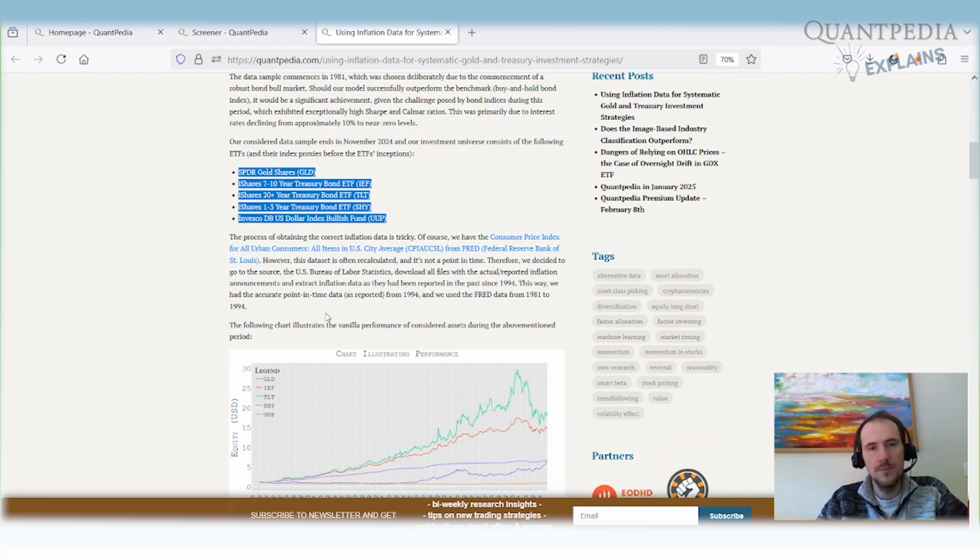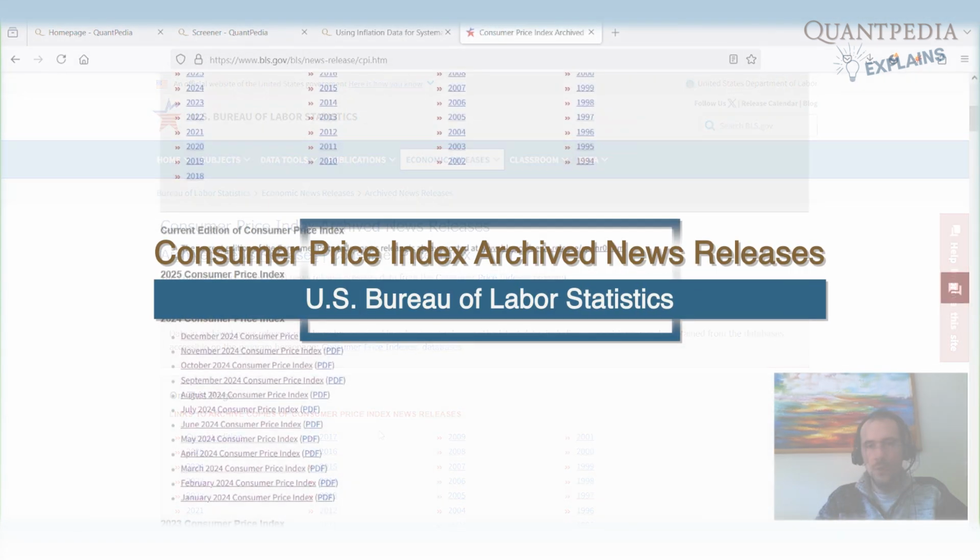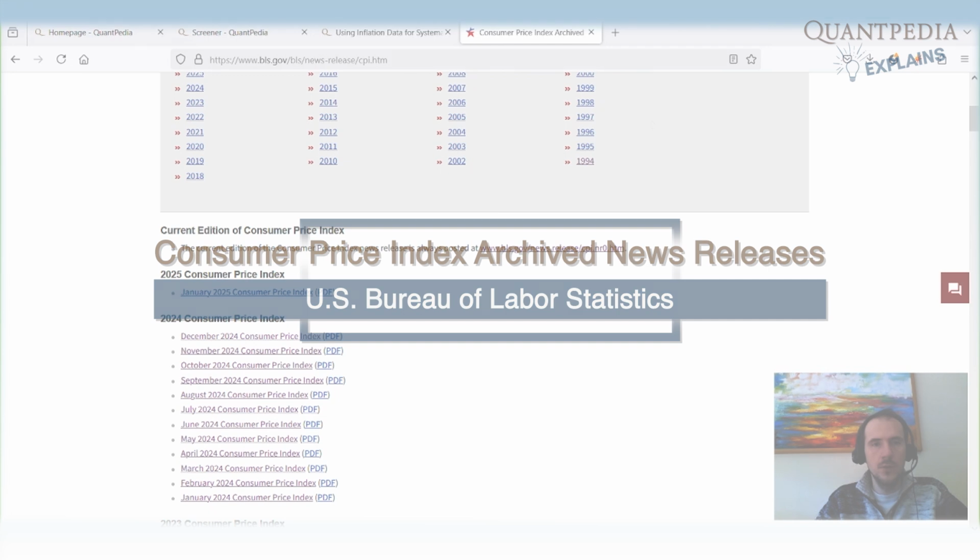Now the problem with the inflation data is that when you just download the data from FRED, from the Federal Reserve Bank of St. Louis, it's very easy, but the problem is that those data are not point in time, because they have been recalculated a lot of the time, and they are not the data as they were reported. So for this reason, we went directly to the source, the US Bureau of Labor Statistics, and we downloaded all the files with the actual reported inflation. I will show you how you can find this data. Here is the link. Here are all the data, and the link will be in the description. But let's get back to our trading strategy.